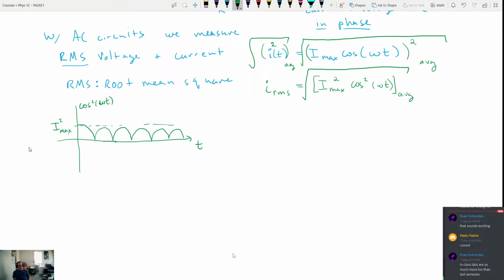You go on your calculator and plot cosine squared x, does it look something like that? Okay. So how do I find the average value of such a function? Sometimes it's I squared max, sometimes it's 0, sometimes it's something in between. How on earth do I find the average value?